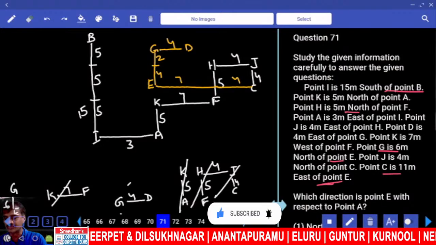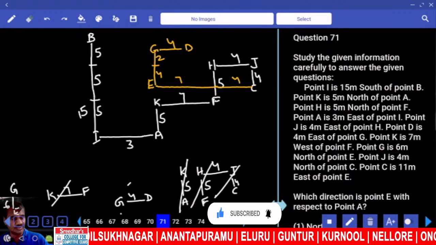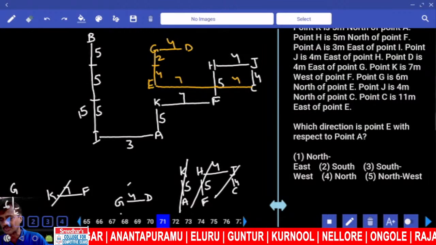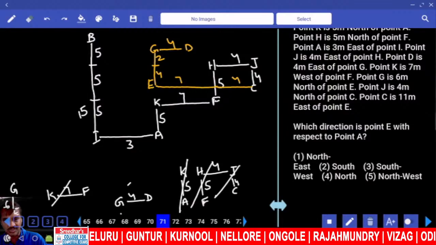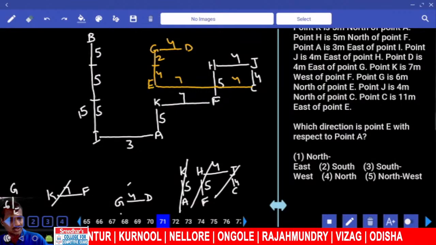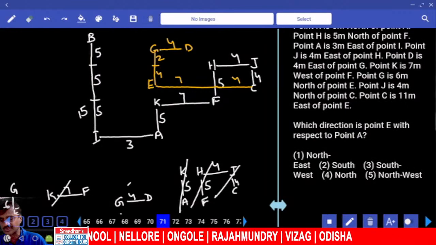Then according to this, question number 71: the direction of E with respect to A. E with respect to A is north. North is the choice for question number 71.